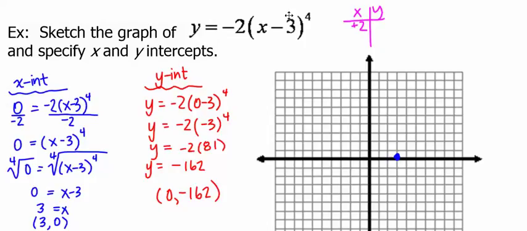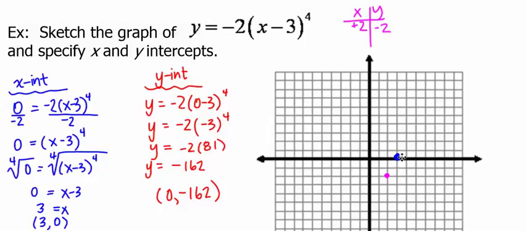So I'll put a +2 in. 2 minus 3 is -1. -1 to the 4th power is 1. 1 times -2 is -2. If you need to slow that down, rewind it, maybe think about it on your own, go ahead and do that.